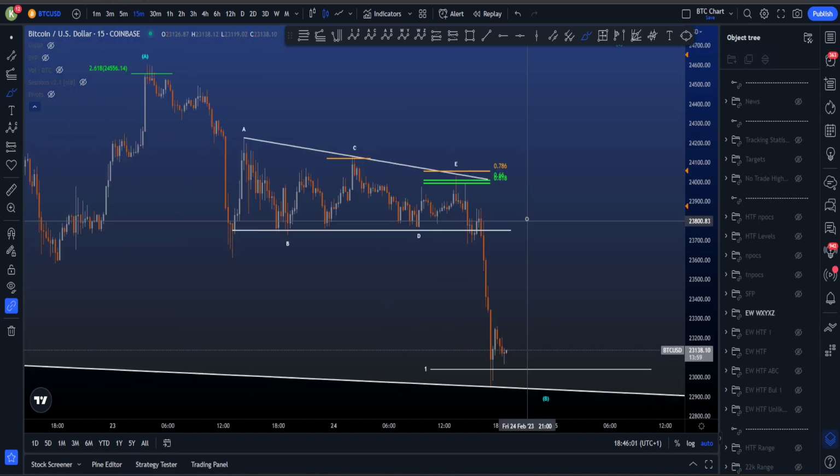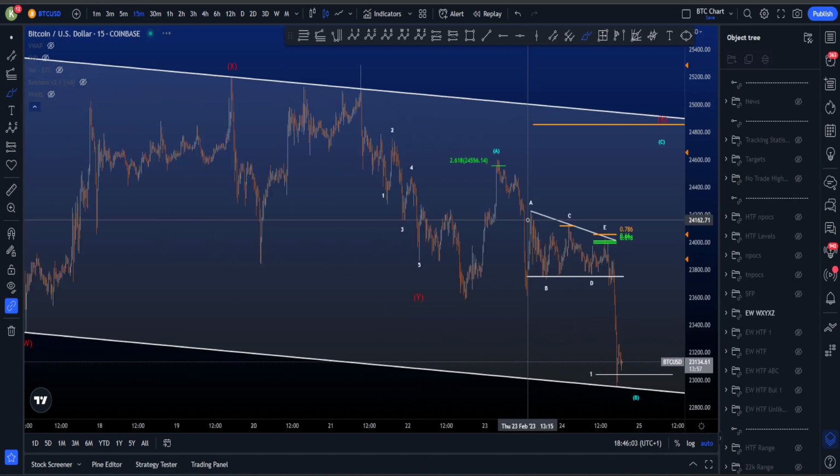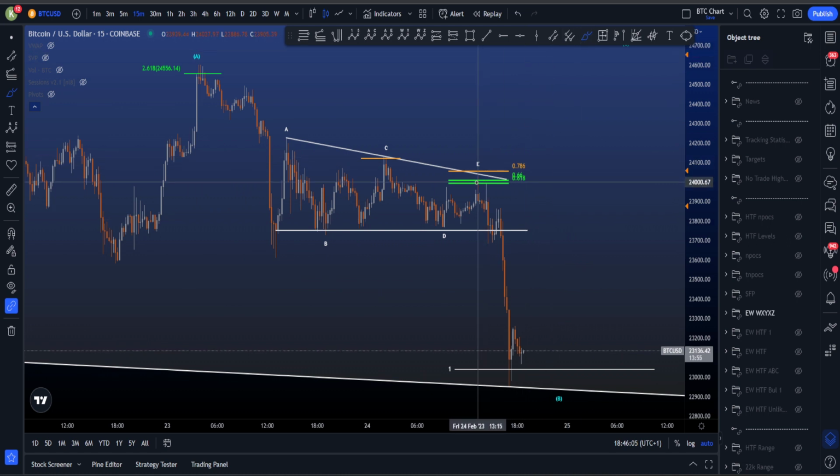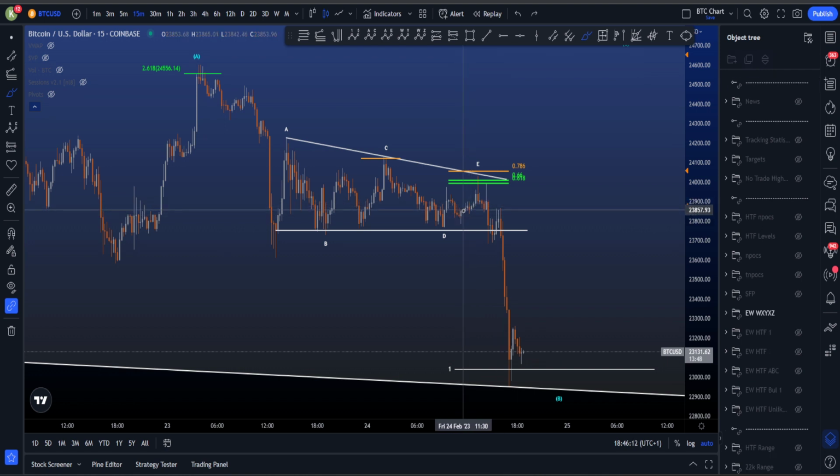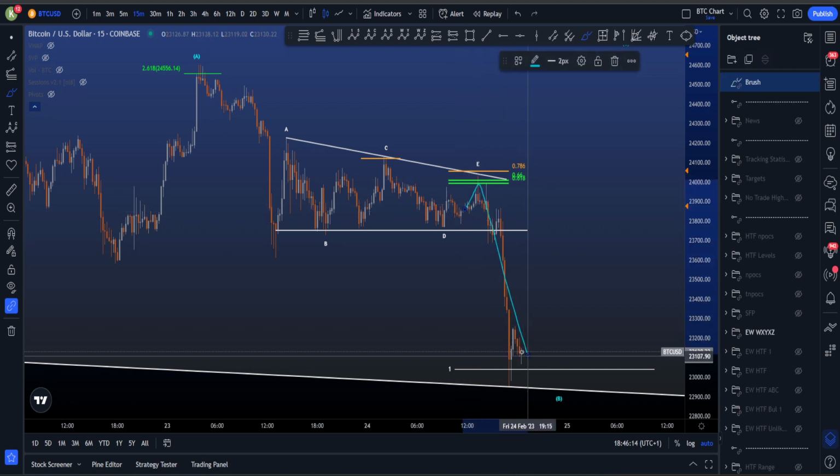Let me put my scenario on. So what we were looking for, which was also the preferred scenario, was a move to the downside. So I said during the video that I recorded around over here, I said I would like a move to the upside before then finding more downside.